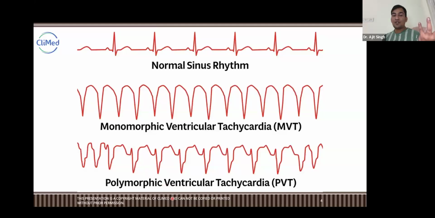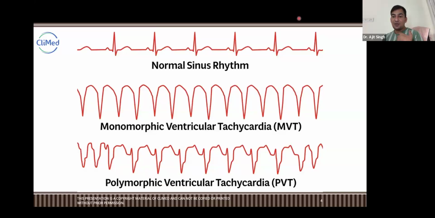Here it is polymorphic ventricular tachycardia. Polymorphic means, look at this QRS complex here. It is not that wide. Here it is wide. Here it is very wide. You can even look at the RR intervals here, here, here, here. See, it is from here to here, right?